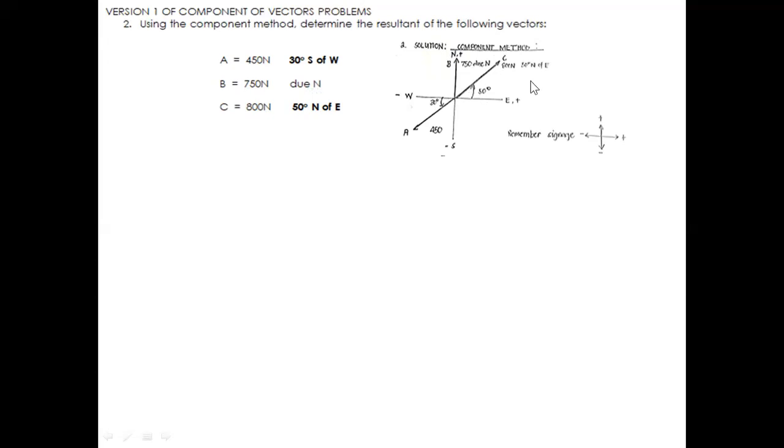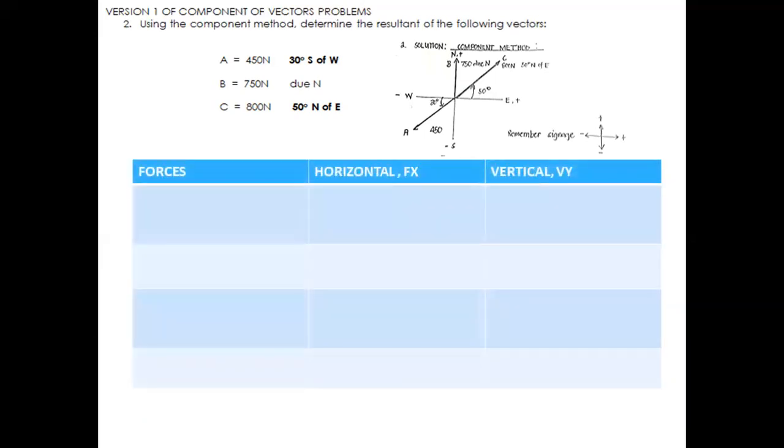Now let's proceed. The second step for this solution is to provide tabular data for the vectors, the summation of forces vertical, summation of forces horizontal, and after that, we're going to determine the resultant force and the resultant angle. Now let's proceed with the tabular solution. As you can see here, the first column is regarded as forces, the second column as horizontal forces, and the third column as vertical forces.